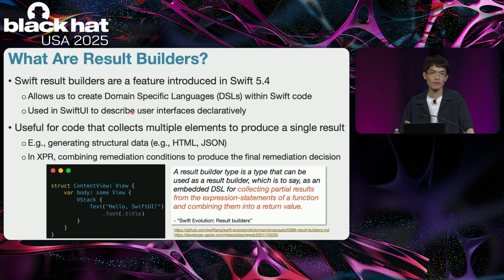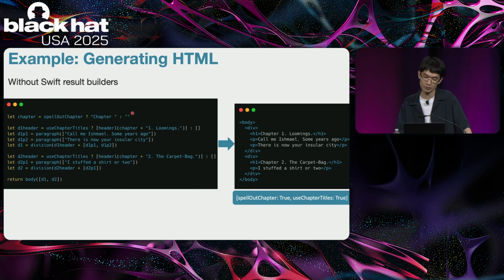If you've ever worked with SwiftUI, you've already used them. They are used to describe UI declaratively. But they are not just for UI. More generally, they can be used to create a DSL for collecting multiple elements and building a single result, like generating structured data such as JSON and HTML. In XPR, Apple uses result builder to combine multiple conditions into the final remediation decision.